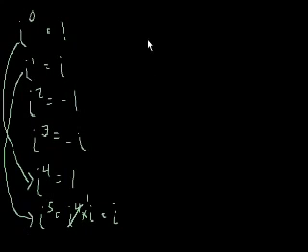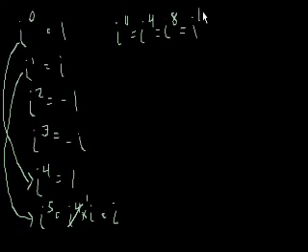I think you'll find that i to the 0, and you could try this out if you don't believe me, is equal to i to the fourth, which equals i to the 8th, which equals i to the 12th. I think you see the pattern. Any multiple of 4 equals 1.